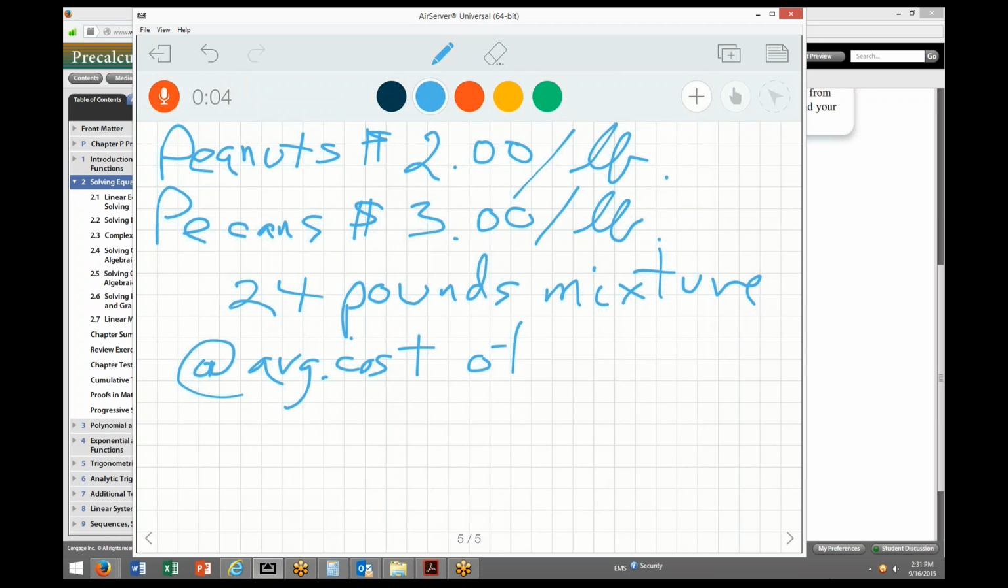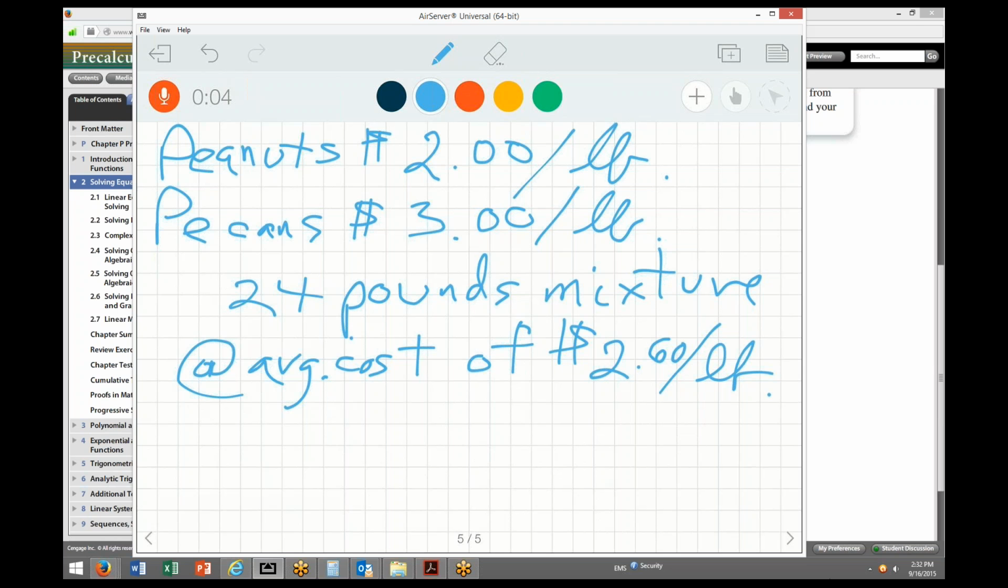And our job then, you've probably seen problems like this before, is to figure out how many pounds of peanuts are in the 24 pounds mixture and how many pounds of pecans are in the 24 pounds mixture, knowing that peanuts cost $2 a pound, pecans $3 a pound, and the average cost of the total mixture of 24 pounds is $2.60 a pound. Well, how can we solve this?